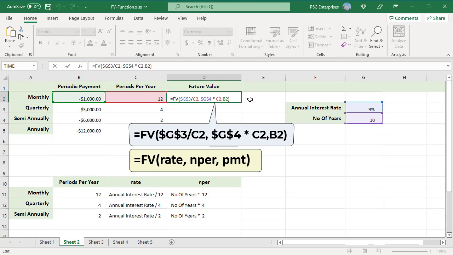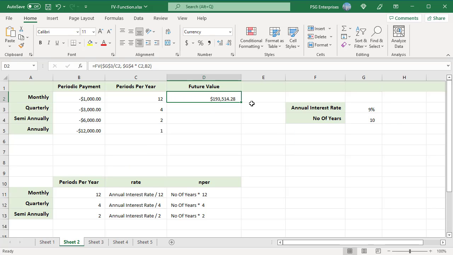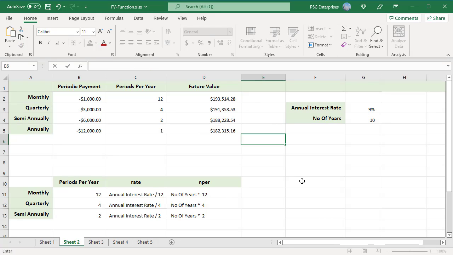Rate is calculated by dividing annual interest rate by 12. Nper is calculated by multiplying number of years by 12. The same formula calculates the future value for quarterly and other periods. Copy the formula down. Future value is calculated for other periods.